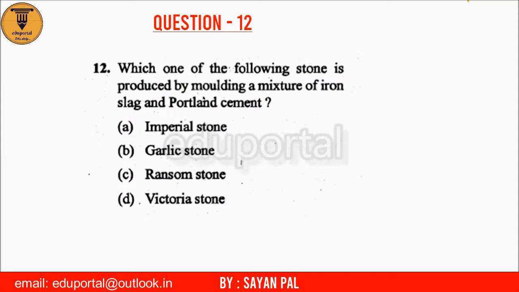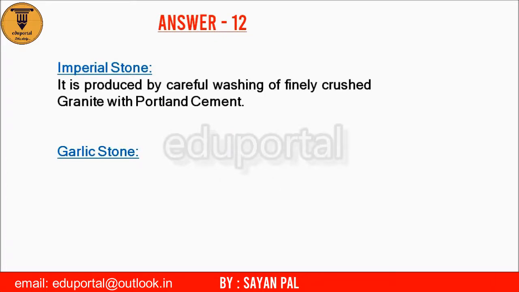So the question is which one of the following stones is produced by molding a mixture of iron slag and Portland cement. Four options are given: imperial stone, garlic stone, ransom stone, and Victoria stone. Here the answer will be garlic stone. So we will study about these stones a little bit and then we will see the question again. So first, imperial stone: it is produced by careful washing of finely crushed granite with Portland cement. So it is produced by mixing finely crushed granite with Portland cement.